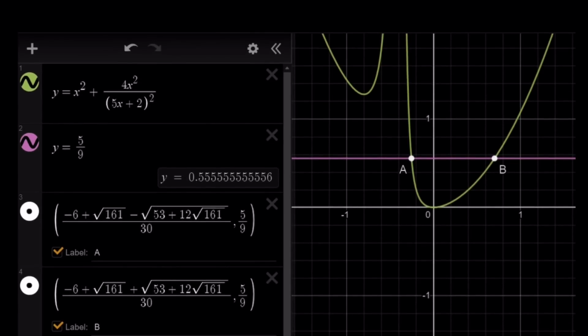So we kind of have a rational function that kind of looks like a parabola. Notice that y values cannot be negative. That's why it's always above the x-axis. And the horizontal line intersects the graph at 2 points, A and B. And those points are basically the solutions for x. The x coordinates would be the solutions.